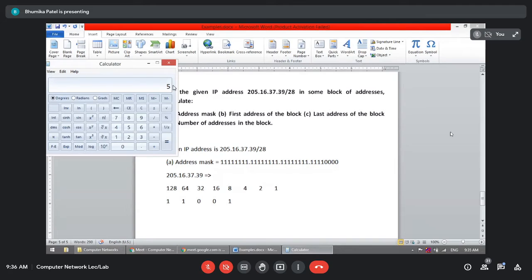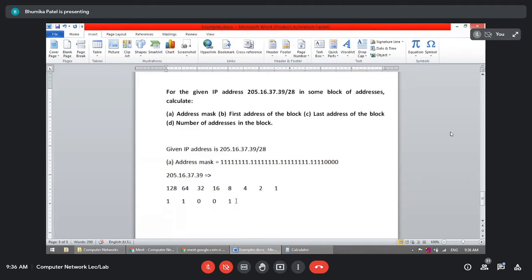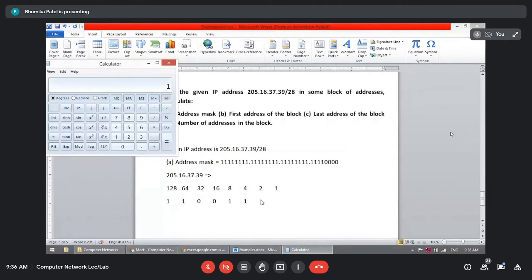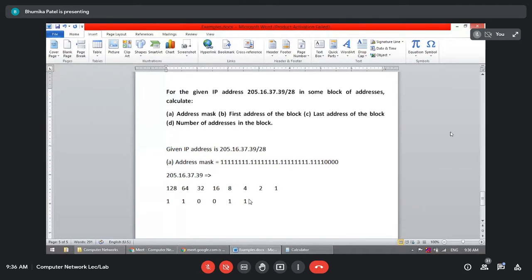Right? Next, 5 is greater than 4. Yes. So we are going to use the bit for the 4. So it is 1. Right? Now is 1 greater than 2? No. So it is 0, and 1 is equal to 1. So we are going to take that 1. So this is the binary for this 205. Does everyone understand? Yes, ma'am.